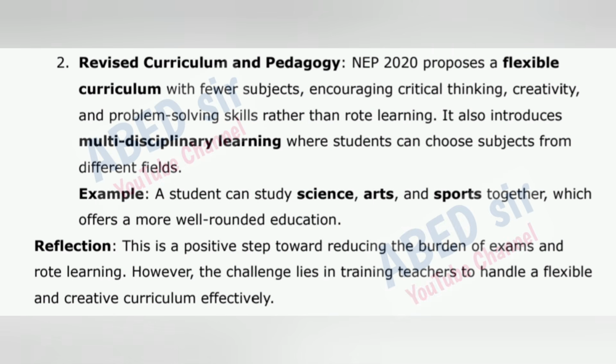2. Revised curriculum and pedagogy. NEP 2020 proposes a flexible curriculum with fewer subjects, encouraging critical thinking, creativity, and problem-solving skills rather than rote learning. It also introduces multidisciplinary learning where students can choose subjects from different fields. Example, a student can study science, arts, and sports together, which offers a more well-rounded education.